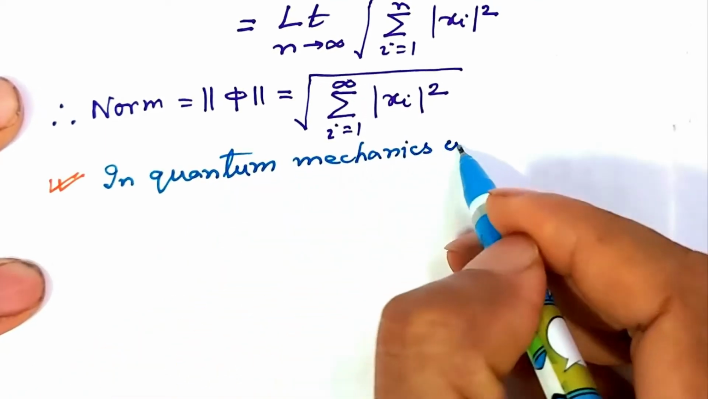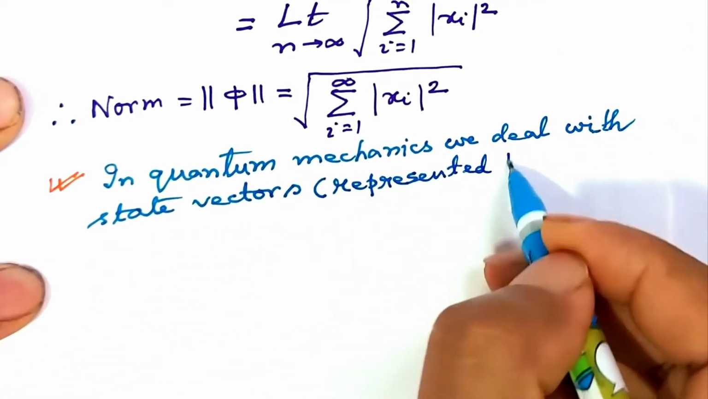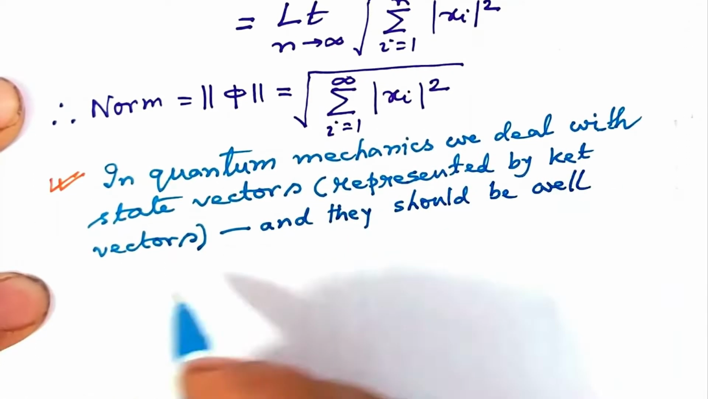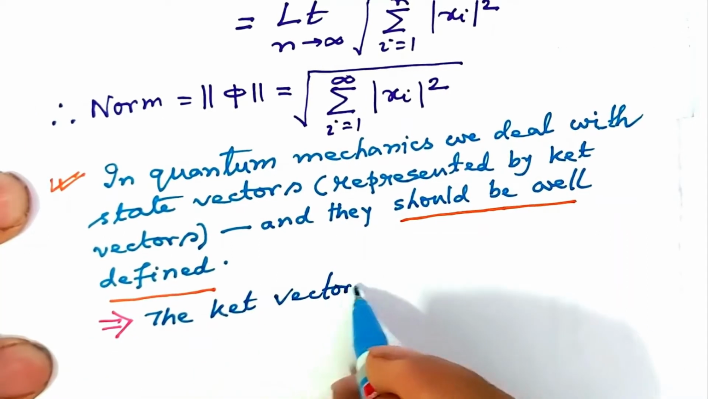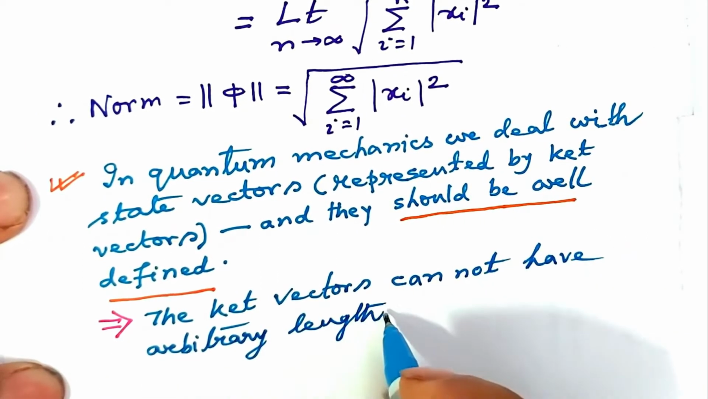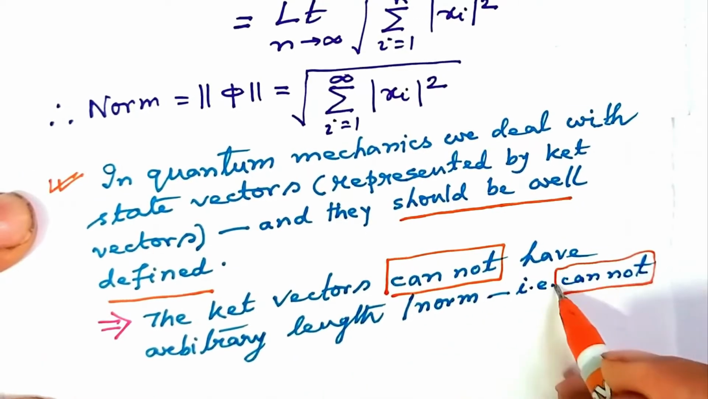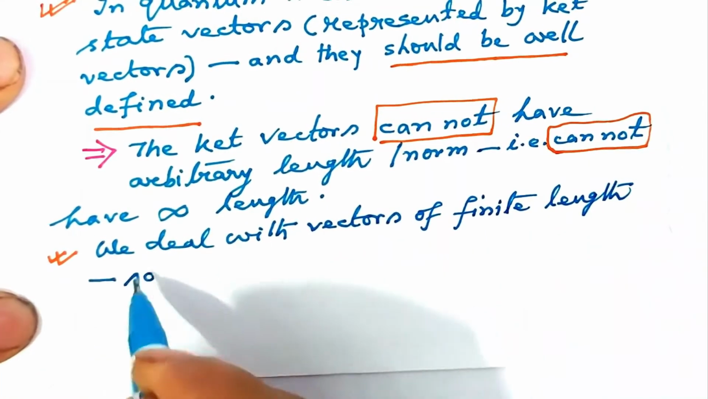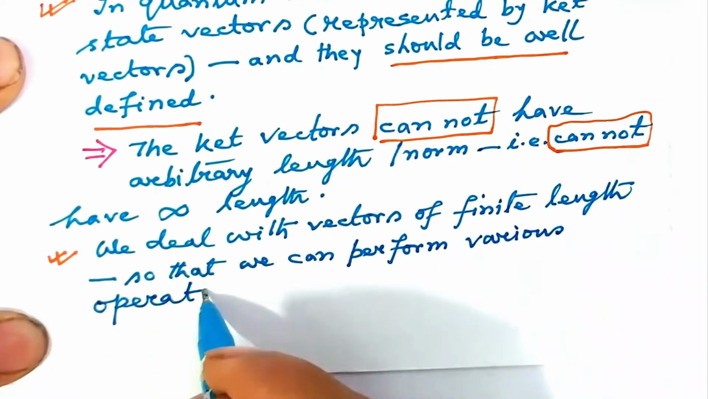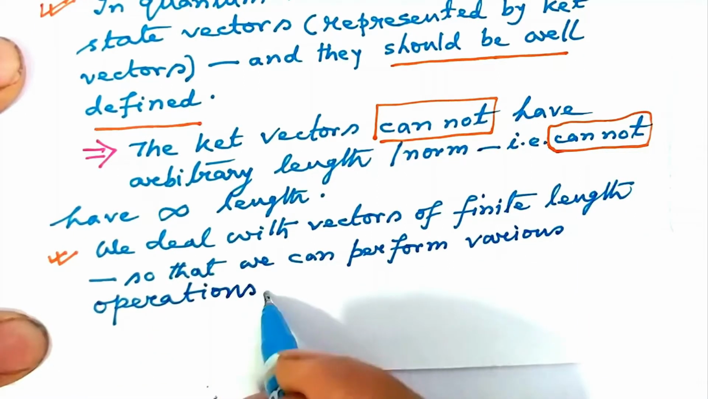In quantum mechanics, we deal with state vectors represented by ket vectors, and they should be well defined. This is an obvious and legitimate demand. The ket vectors cannot have arbitrary length, that is norm. In other words, they cannot have infinite length. We deal with vectors of finite length so that we can perform various operations. Indeed, we cannot handle infinitely large numbers because their addition or other operations lead to nowhere. We do not get a finite result that we can write down neatly.